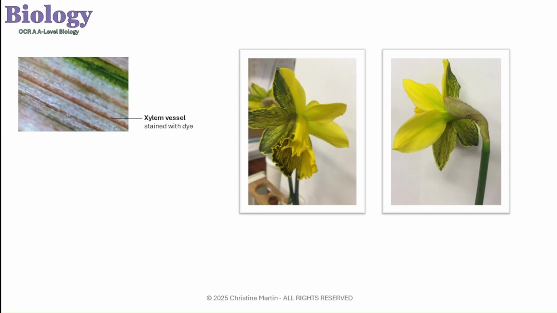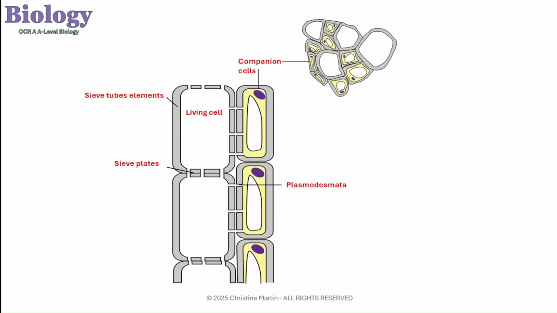And that is shown in my diagram here, where I had a blue dye. One side became coloured with the blue dye, whereas the other side did not, because it was only supplied with water. Let's talk about the phloem.